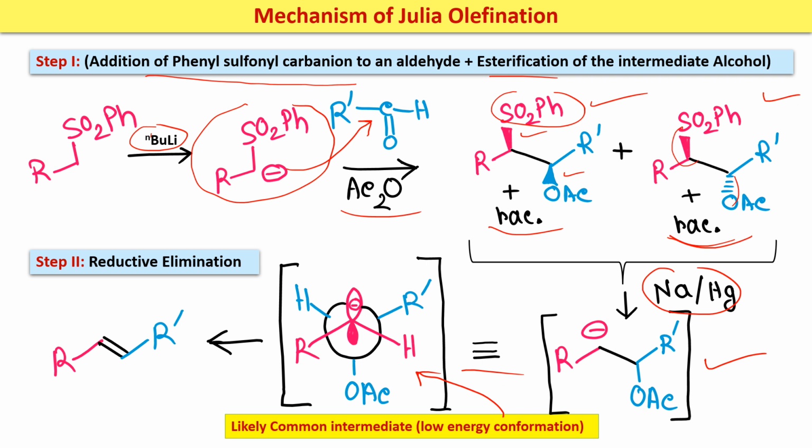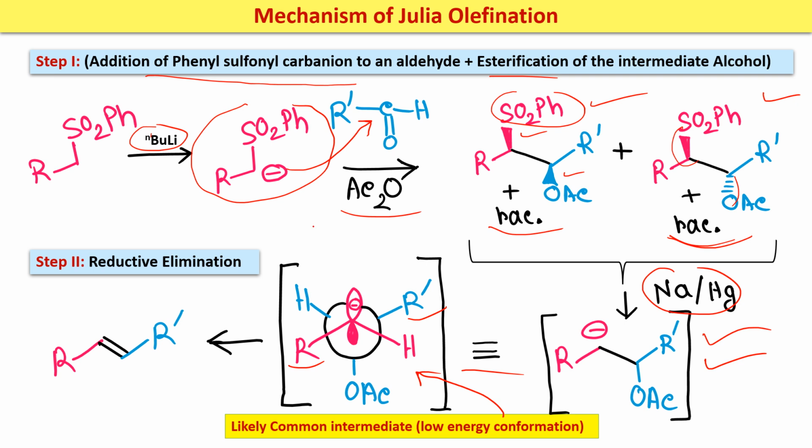So this type of conformation is necessary so that elimination can occur in a better way, right? And these two groups are far from each other. So that is why we have to say that this will have some lifetime, so that R and R prime can be far apart from each other. That is the reason we ultimately get the E alkene. So whatever your diastereomer is, that will not create a problem. This is an important feature of this Julia olefination.